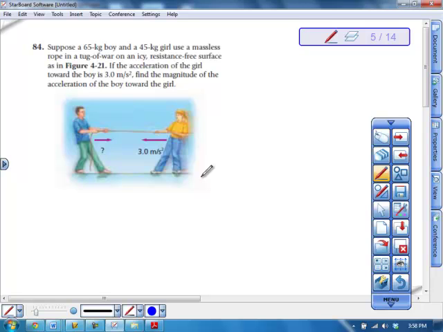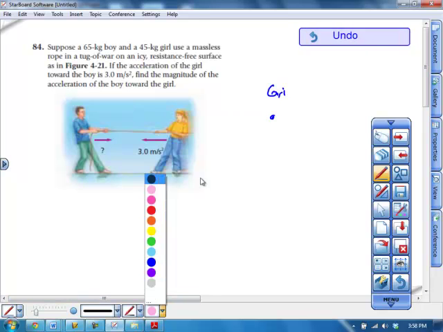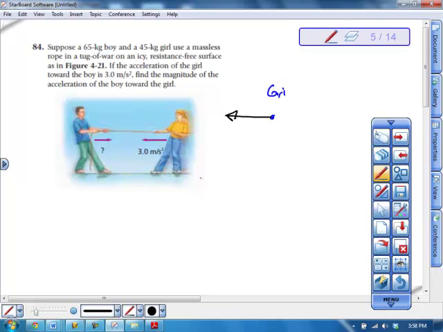Well, let's look at the girl since they gave us information. There's only one force pulling on the girl, and that's the tension from the rope. We'll call that F sub t for force of tension. Now, that force has got to be equal to ma, according to Newton's second law. It's got to be equal to the mass of the girl times the acceleration of the girl. The mass of the girl is 45 kilograms. And the acceleration of the girl is 3 meters per second squared, so that's 135 newtons. So the force of tension is 135 newtons.